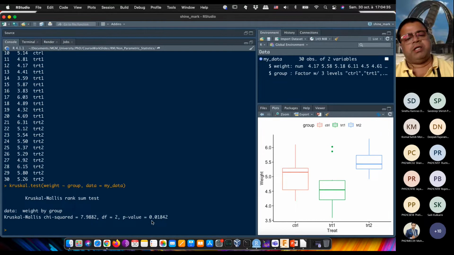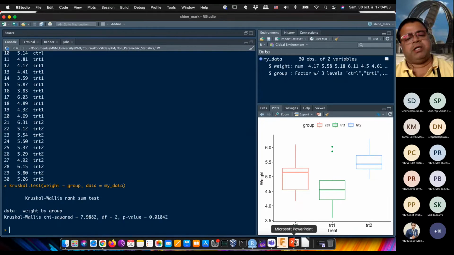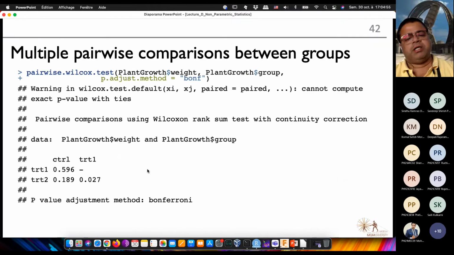Okay, so the treatments are different from each other. Again, I don't know which ones are different. So if I have to really find out the differences between the treatments individually, or the pairwise difference in the treatments, the technique is to use the multiple pairwise comparison between groups, and the technique is to use the pairwise Wilcoxon test, and this is how it is.